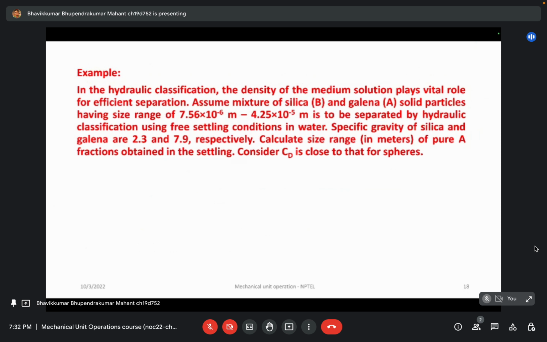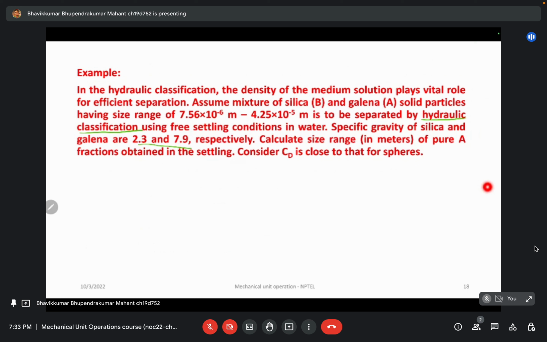Now in hydraulic classification, there is another example here. The density of the medium plays a vital role for efficient separation. Assume a mixture of silica B and galena A solid particles having a size range of 7.56 into 10 to power minus 6 meter to 4.25 into 10 to power minus 5 meter is to be separated by hydraulic classification using free settling condition in water. The specific gravity of silica and galena is given as 2.3 and 7.9 respectively. Calculate the size range of the pure A fraction obtained in the settling.